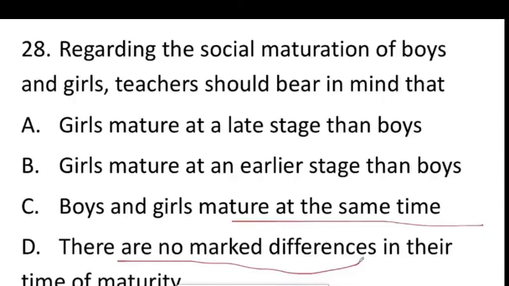So that leaves us just two remaining choices. It can either be letter A, girls mature at a late stage than boys, or it can also be letter B, girls mature at an earlier stage than boys. Now, we all know that the correct answer to this would be letter B, girls mature at an earlier stage than boys. That's why when you were in your elementary years, the girls were taller, right? The girls were taller. I'm just talking of physical maturation here. So the girls grow taller earlier, and the boys are shorter when you are in elementary.